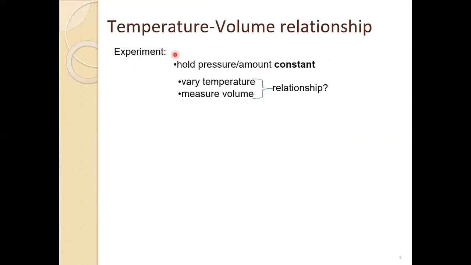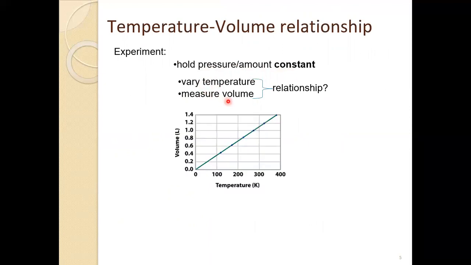We can also explore the temperature-volume relationship, where I would do an experiment where I'd hold pressure and amount constant, I would vary the temperature, and then we would observe what would happen, if anything, to the volume of the gas. And what we find is a direct proportional relationship between temperature and volume. This is in contrast to what we saw with pressure and volume, where they're inversely related. Volume and temperature are directly related. As temperature increases, the volume also increases, or if temperature decreases, the volume decreases.